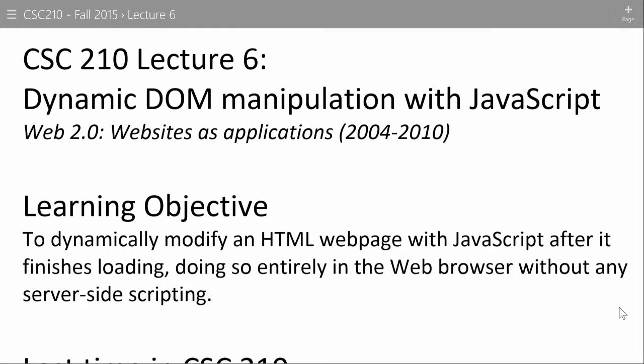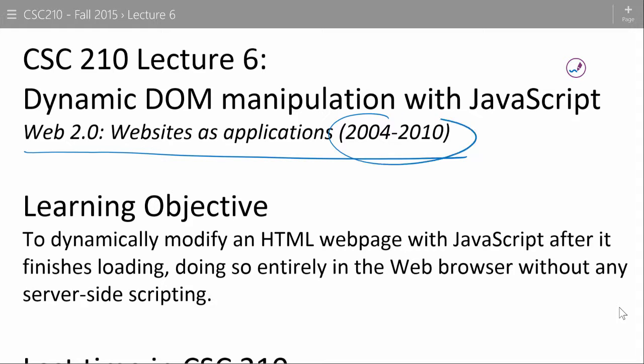Okay, so today is lecture 6, which is the beginning of the second of 3 modules in this class. And the second module is called Web 2.0, Websites as Applications. So this is the era starting around 10 years ago in 2004-ish. And today we're going to do the first lecture of this series, which is dynamic DOM manipulation with JavaScript.